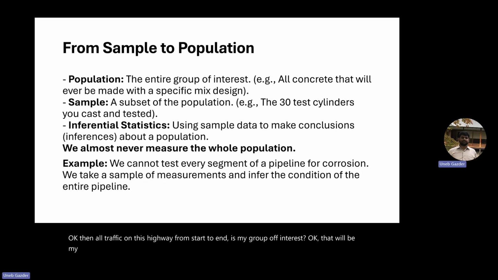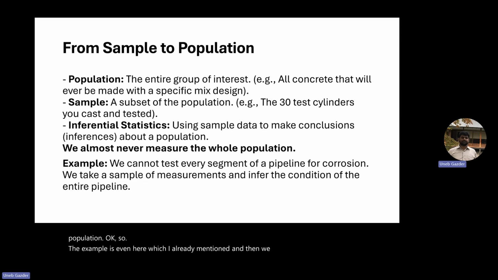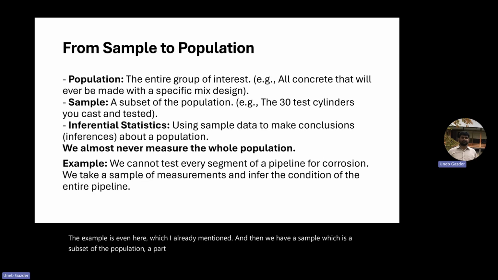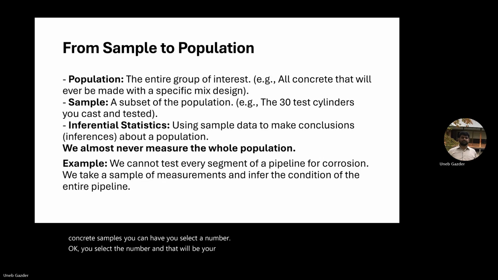The example is given here, which I already mentioned, and then we have a sample, which is a subset of the population, a part of the population. From all the possible concrete samples you can have, you select a number, and that will be your sample. From that sample we calculate inferential statistics. Inferential statistics means using the sample data to make conclusions about the population.